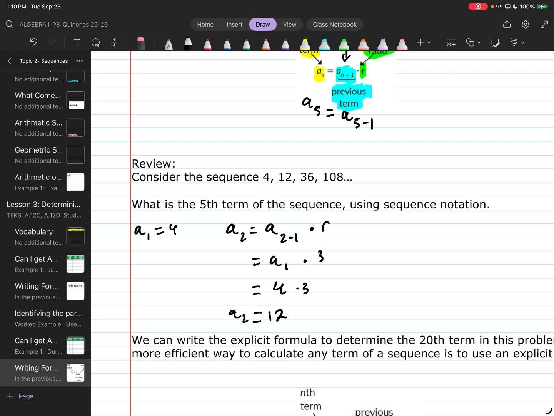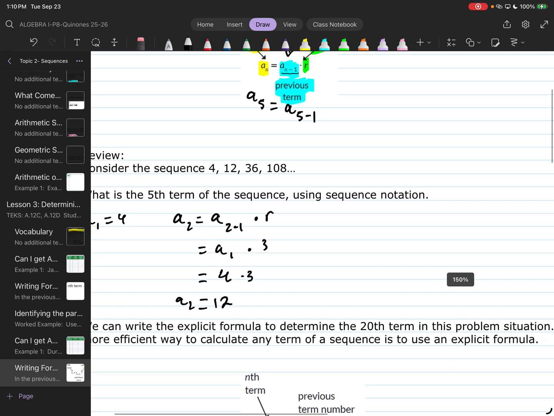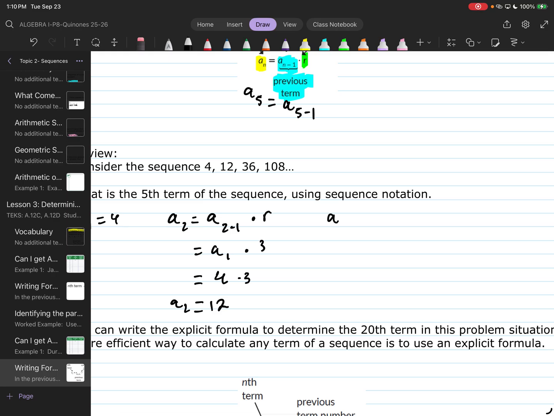All right, everybody, help me write the rest of the recursive formula. The next one we're looking for is a sub what? 3. That is equal to what? a sub 3 minus 1 times r. Good. Okay, let's simplify this. What is 3 minus 1? 2, good. Times, what is our common ratio? 3, good. Okay, what's a sub 2? 12. So 12 times 3. So then a sub 3 is equal to 36.